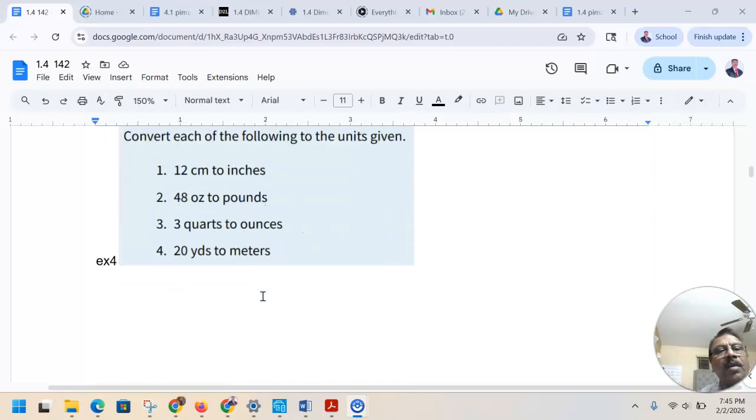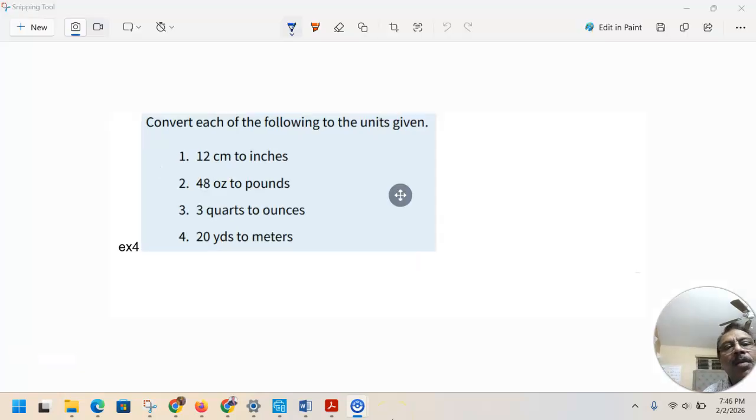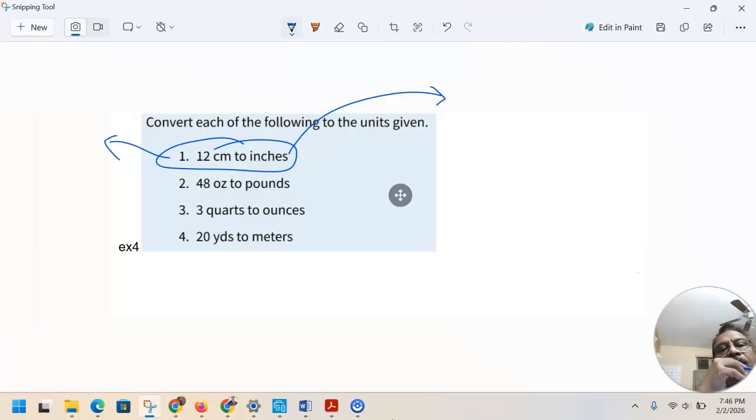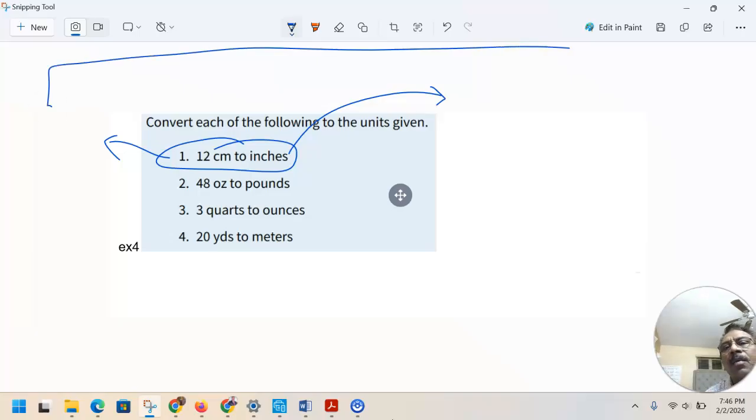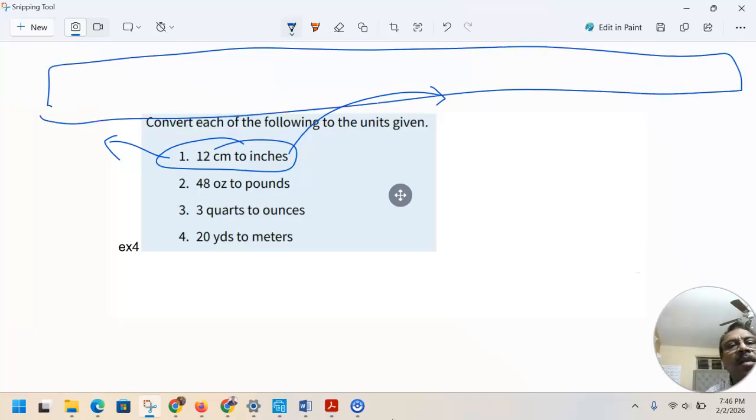In example number 4, all of you know how to do this, right? But still I like to show my way. I want to use dimensional analysis. Many of you will say, hey, how do you change from 12 centimeters to inches? I just wanted to show that 1 foot is like this. Let's say this is 1 foot, starting with 0, and I can break this as a 12 here.